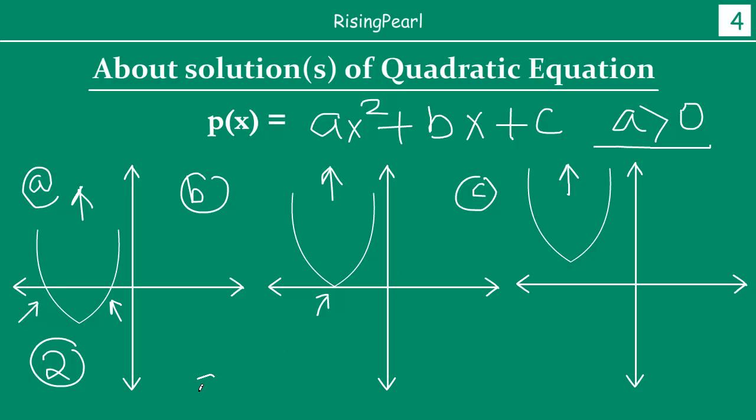So if ax squared plus bx plus c equals 0, there will be 2 roots here. In this case, there will be only 1 zero of this polynomial, so only 1 root for this particular quadratic equation, and here there are no zeros, and no roots of this particular quadratic equation.